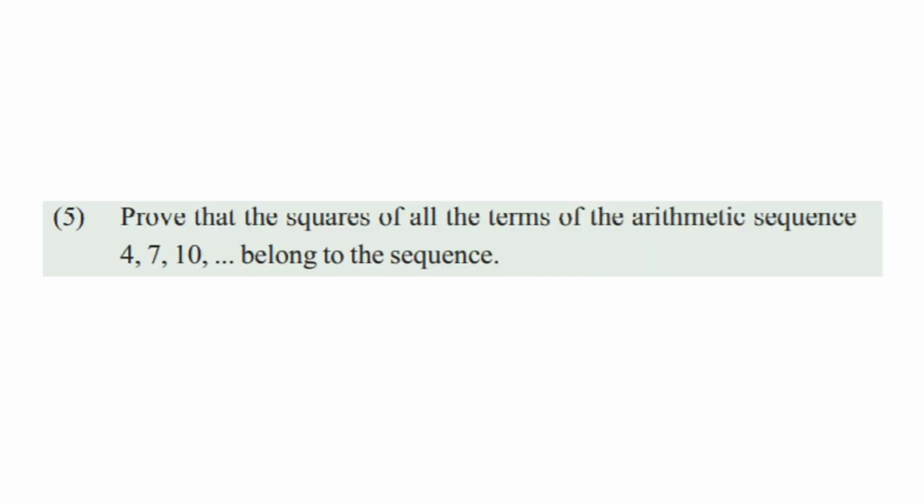Next problem: prove that the squares of all the terms of the arithmetic sequence 4, 7, 10, etc. belong to the same sequence. Let us find the algebraic expression. The first term is 4 and the common difference is 3. xn equal to dn plus f minus d, that is 3n plus 4 minus 3. 4 minus 3 is 1, so this can be written as 3n plus 1.